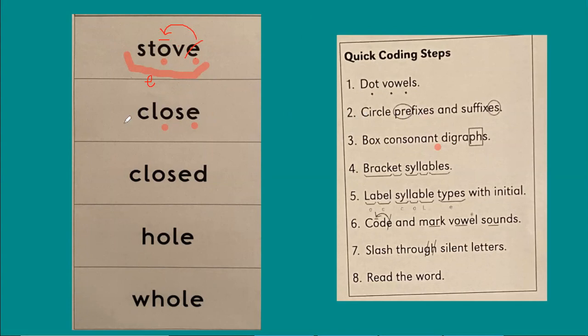So then we're going to go ahead and bracket our syllable. So let's say it. Close. Okay, so that's just one syllable. So we're going to bracket the entire word. There we go. Then we're going to label the syllable types. So we see this magic E pattern with the long O, Mr. O, with the silent E, close. You cannot really hear the E.